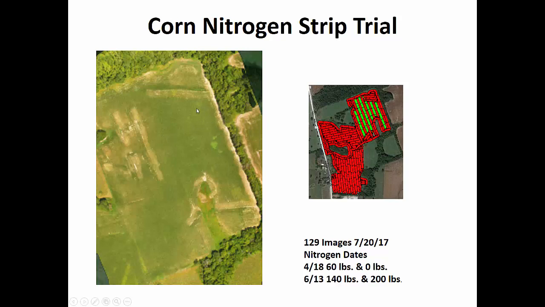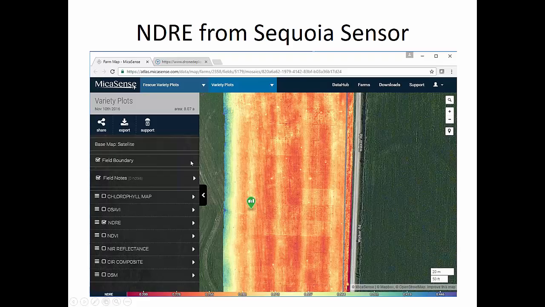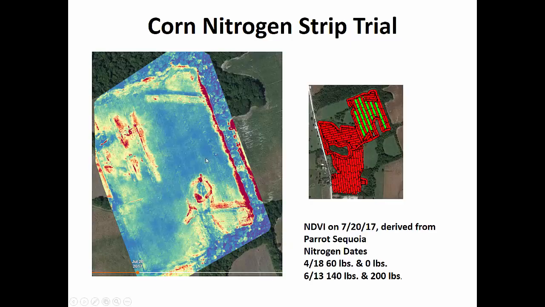If we look over in the center of that field, if there were differences, you should be able to see some color differences out there, and it was difficult to see that. That was just a regular RGB image. What if we take it to the next step of NDVI? You can still hardly see those kinds of things out there. That's using a Parrot Sequoia sensor.